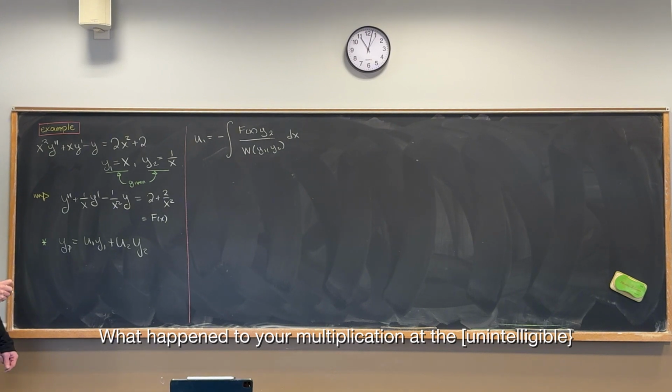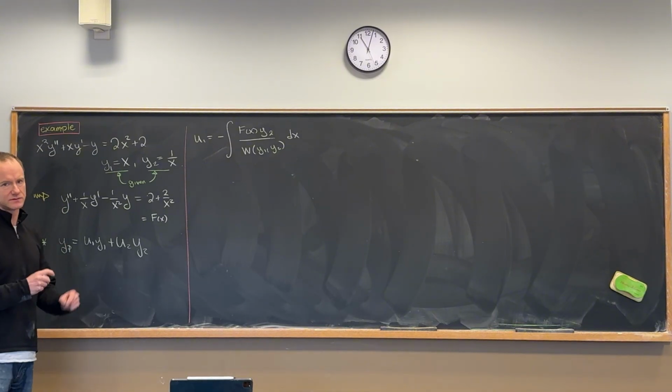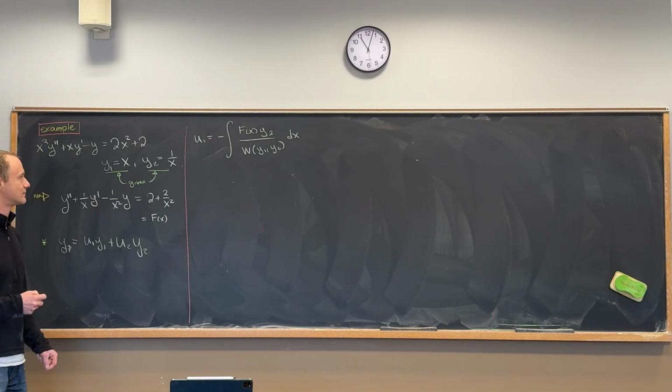What happened to your multiplication of the polynomial, or the function p0 of x? Oh, yeah, I just normalized it. That's a good point. So you get to put it in there? Yeah, it's just 1 here because I just divided it out. Got it. You can do that, or you can put that in the form. It's kind of the same.